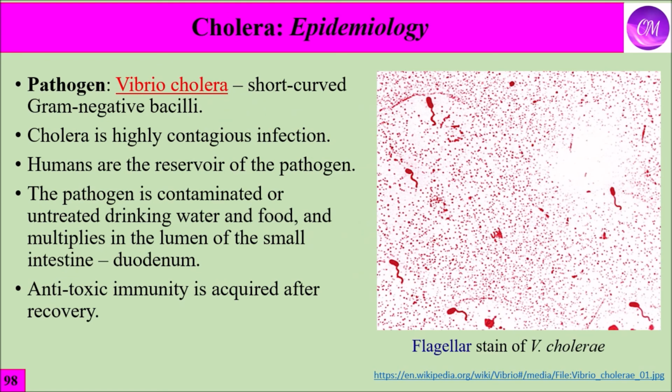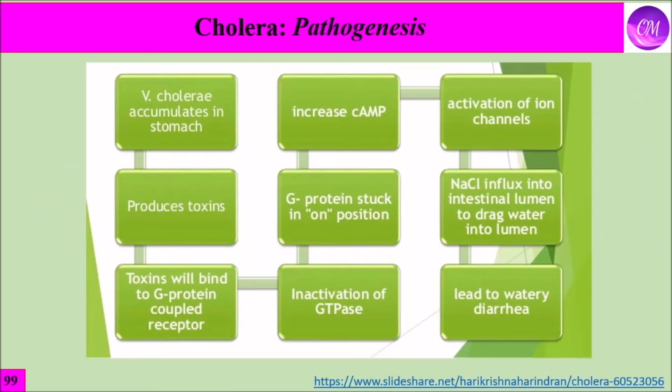Epidemiology of cholera. The pathogen is Vibrio cholerae, short curved gram-negative bacilli. Here you see the microscopy of the cholera Vibrio. It is a highly contagious infection. Humans are the reservoir of the pathogen. The pathogen is transmitted by contaminated or untreated drinking water and food, and multiplies in the lumen of the small intestine, the duodenum. Antitoxic immunity is acquired after recovery.